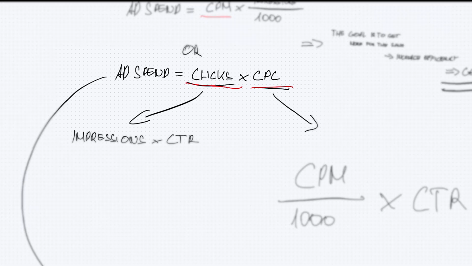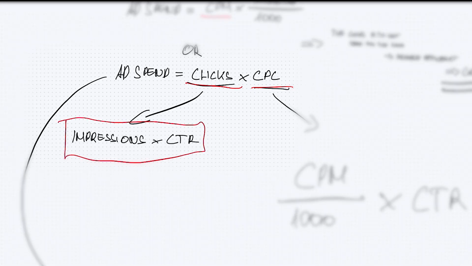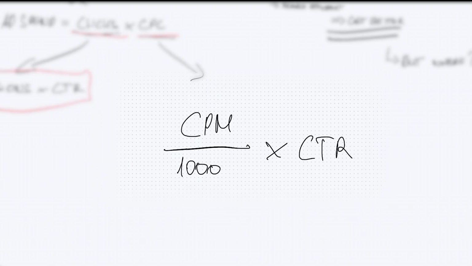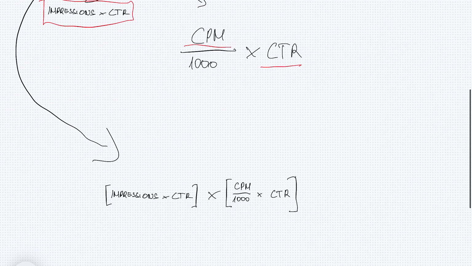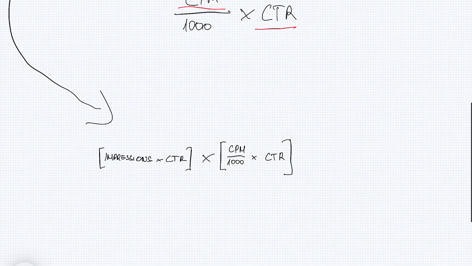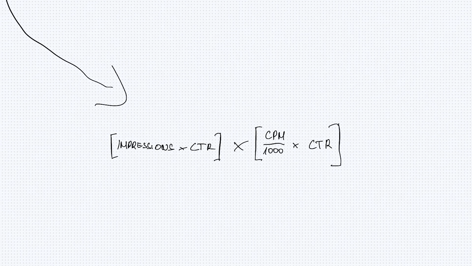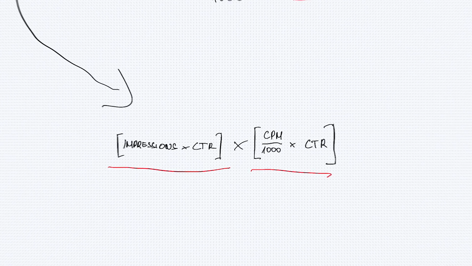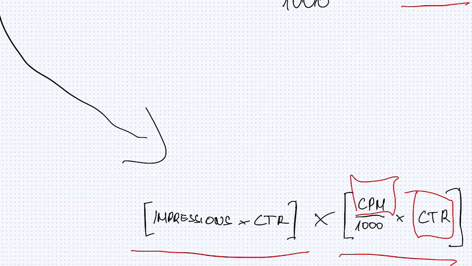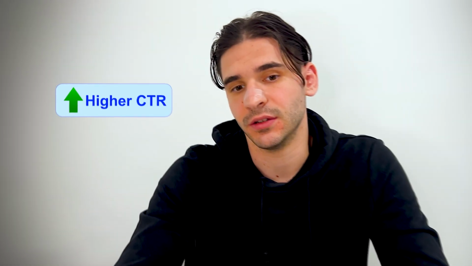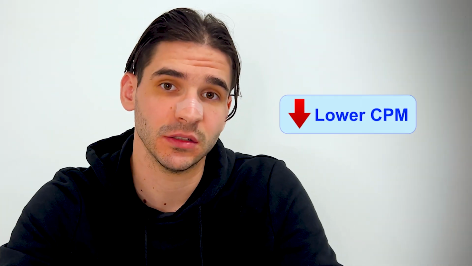You already calculated that clicks equal impressions times click-through rate, and your cost per click is your CPM divided by 1,000 times your click-through rate. So to put this equation together, you can see that your ad spend equals your impressions times click-through rate times your CPM divided by 1,000 times your click-through rate. As you can see, the same metrics emerged here, namely your click-through rate and your CPM. What this means is that the higher the CTR, the more people will click. The lower the CPM, the cheaper it will be to show your ads.